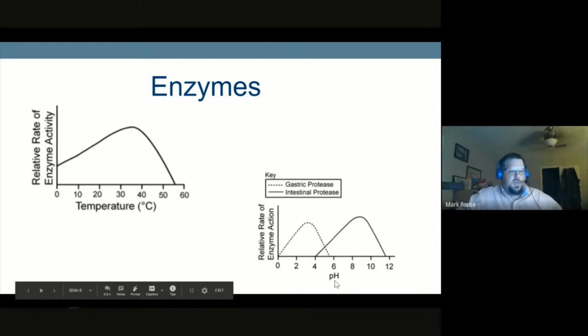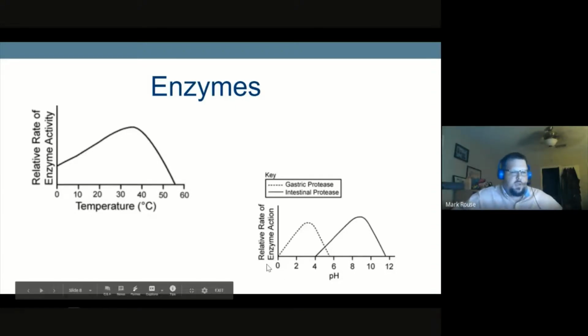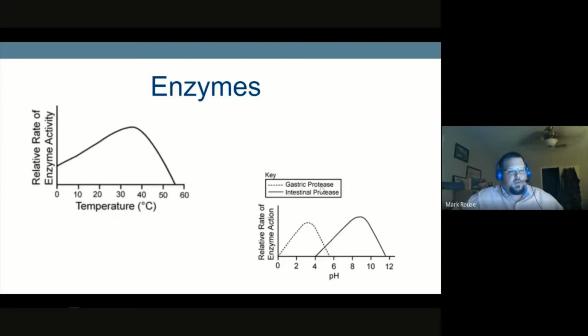Now over here we have pH. So 0 is low. 12 is what we consider a strong base, like ammonia. 0 would be like your stomach acid. And notice we have a dotted line, which is gastric protease. Notice the ASE, so it's an enzyme. And we have a solid line, which is intestinal protease.